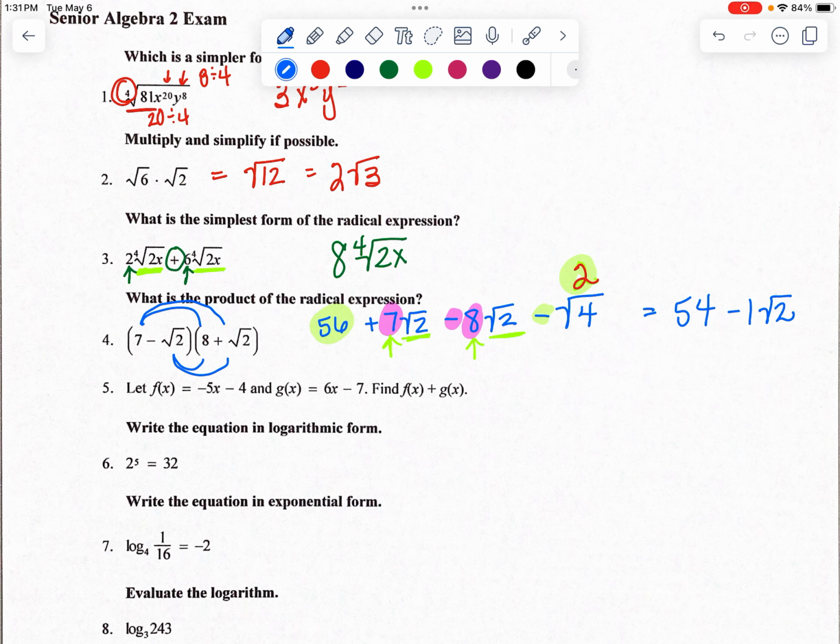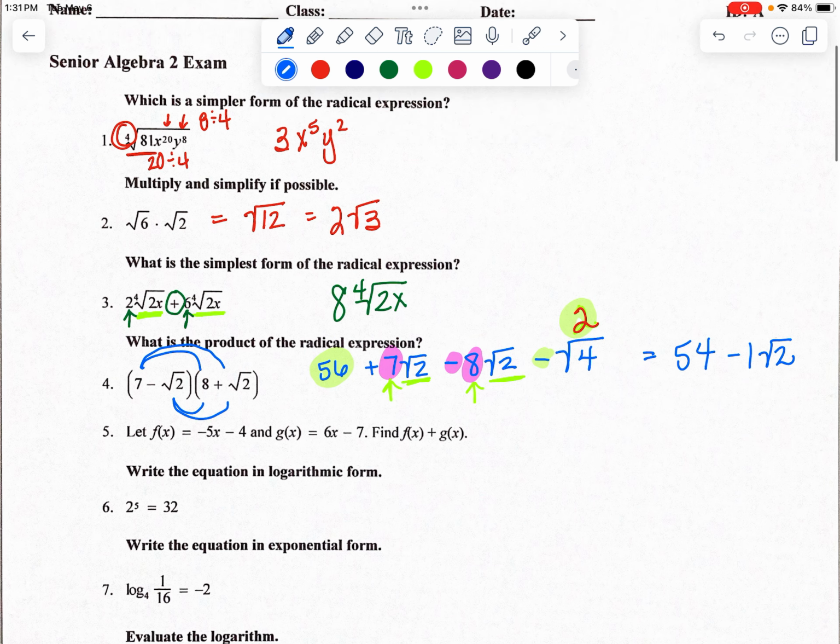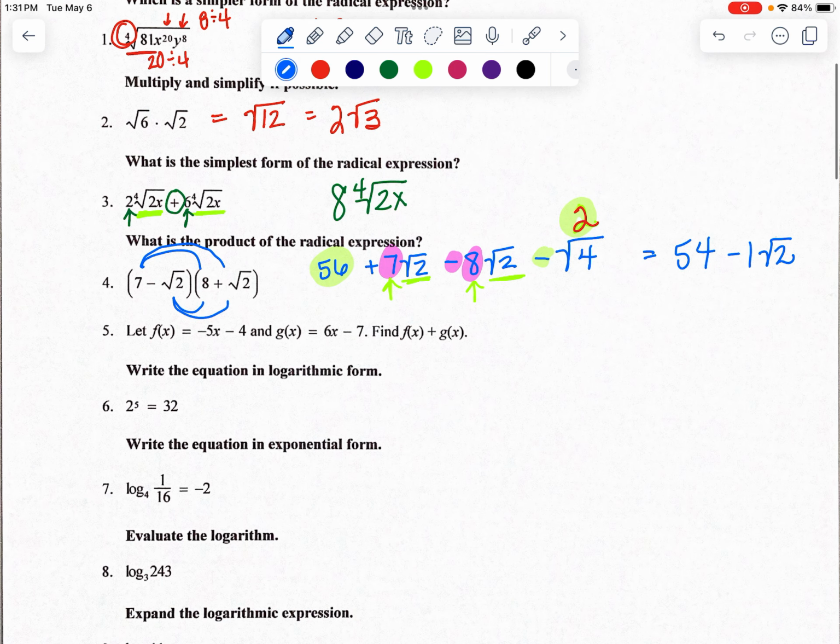So that's number 4. Those 4 are the square root ones. Number 5, I'm going to go ahead and do number 5.